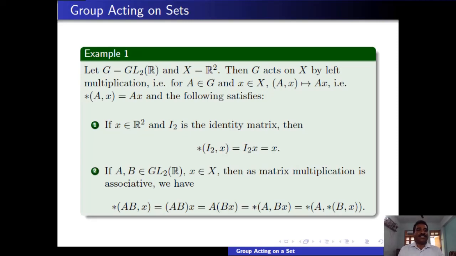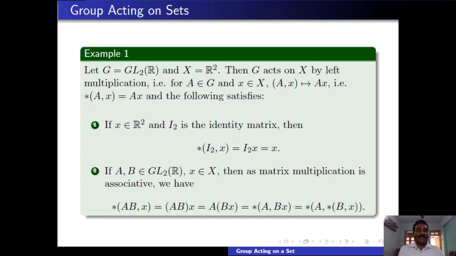So let G be equal to GL2(R). All of you are familiar with this group; it is the set of all invertible 2 by 2 matrices over R. And X is equal to R2, which contains all the ordered pairs. We think of the elements of X as the column vector (x1, x2). Then we define star from G cross X to X as star of (A, x), where A is a matrix and x is a vector, which goes to A times x. And let us see whether this way G acts on X.